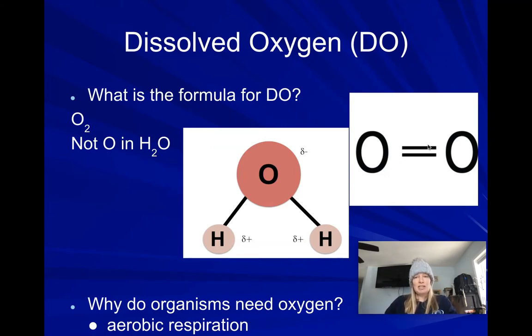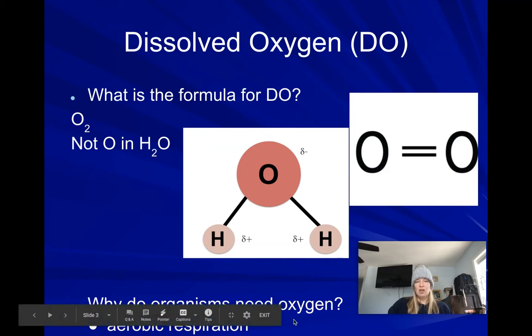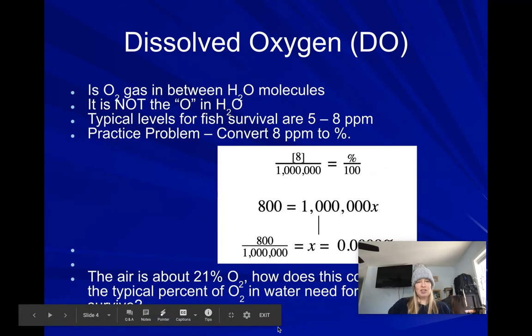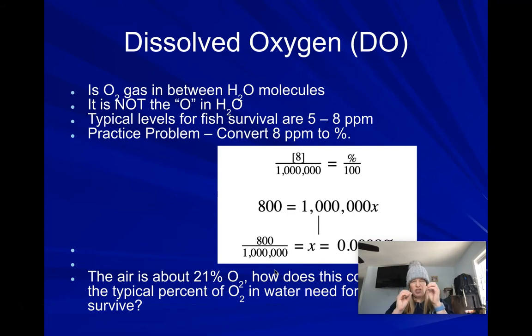So big idea, it's the O2 from the air and then it dissolves in the water, not this O, not this oxygen in H2O. So the next slide is just going to take us through, again, O2 is the gas in between. It's O2 gas, and it dissolves or kind of hides between the water molecules. Typical survival levels for fish are 5 to 8 parts per million.